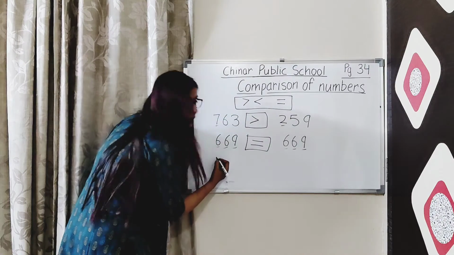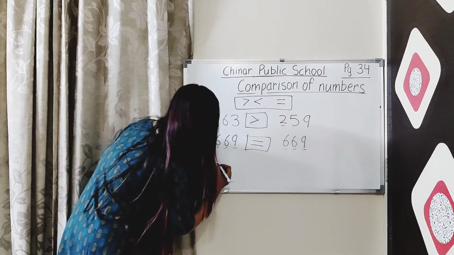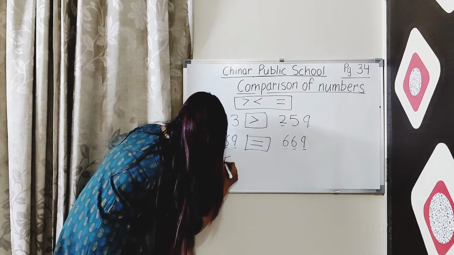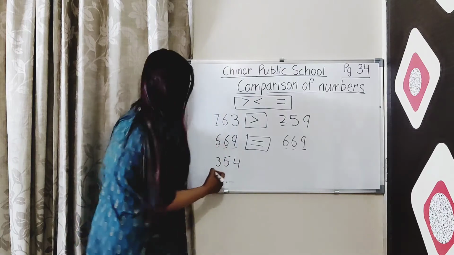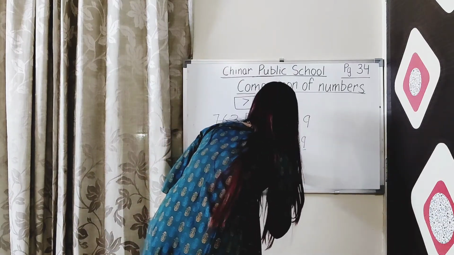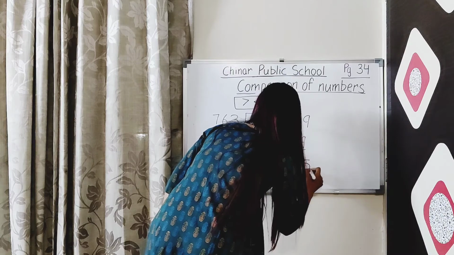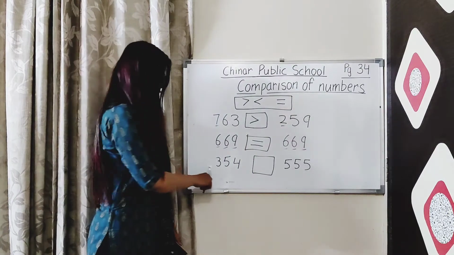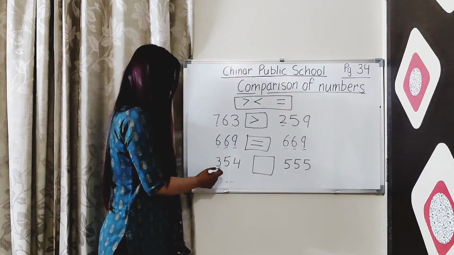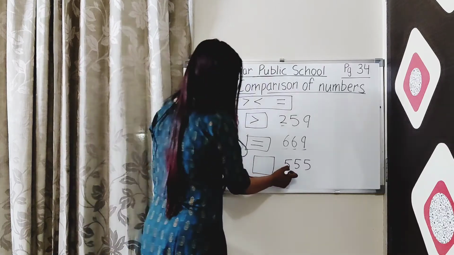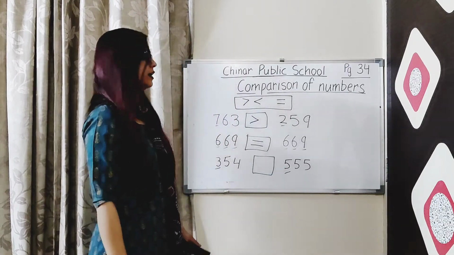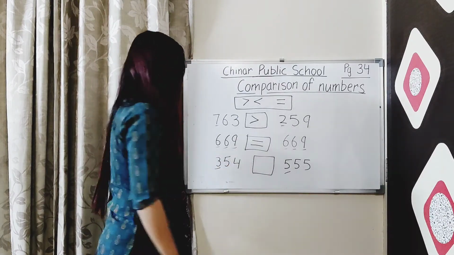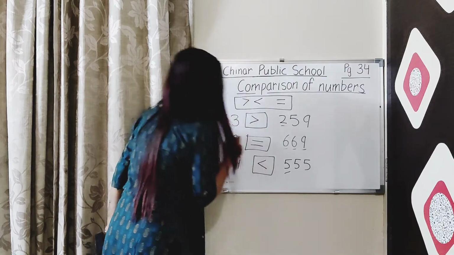And if the numbers are in this format, on which side will the crocodile's mouth open? Here it is 354. The first digit is 3 and here the first digit is 5, starting from the left side. So 5 is the bigger number, so the crocodile's mouth will open like this.